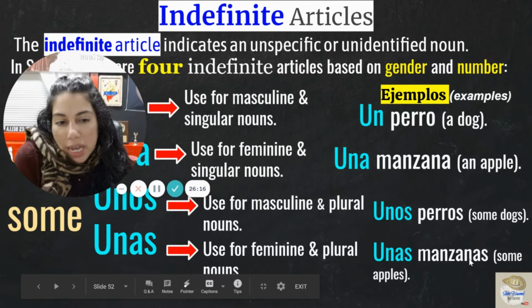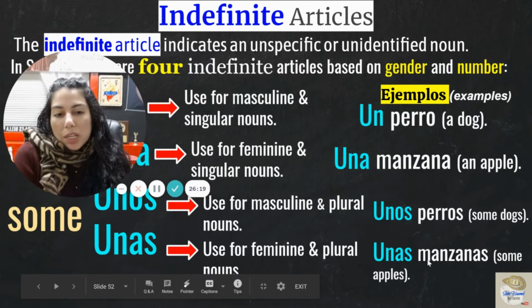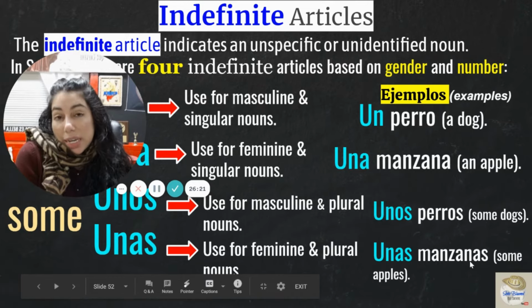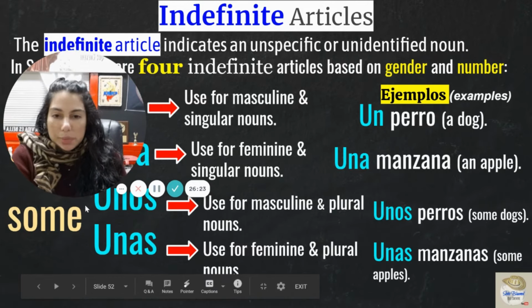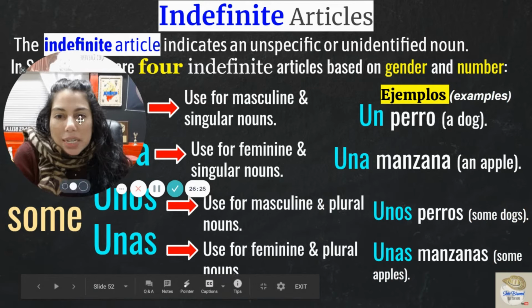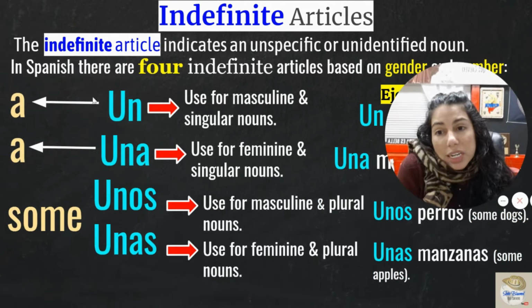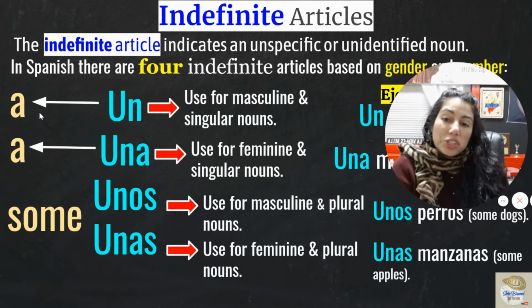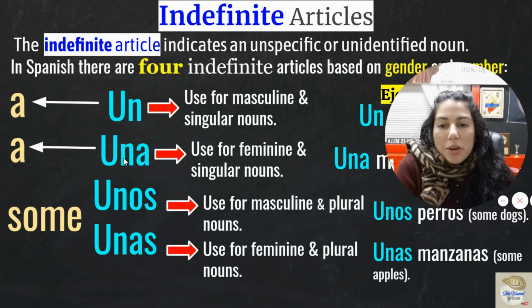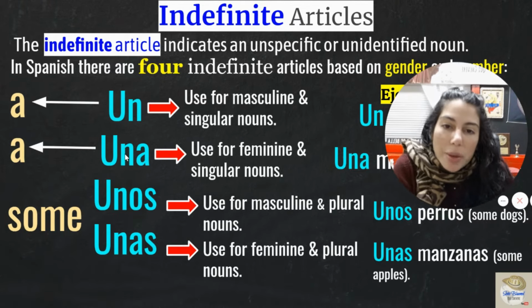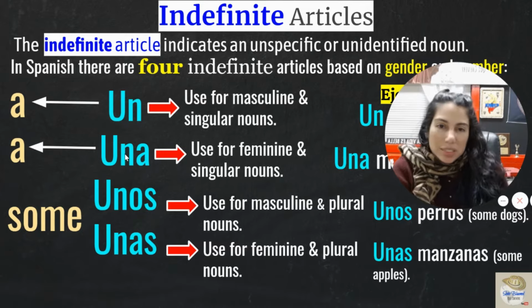So unas manzanas, some apples. Unas, because manzanas is feminine and plural, so it's las manzanas. So basically that's what indefinite articles are. Indefinite articles in English are a and some. So in English you just have two. In Spanish you have four, because one is for feminine and one is for masculine, but it's pretty much the same concept.